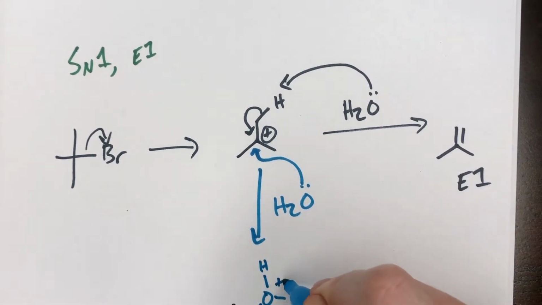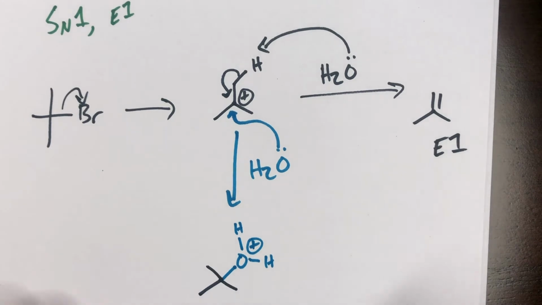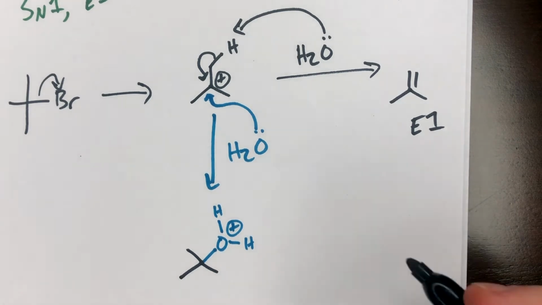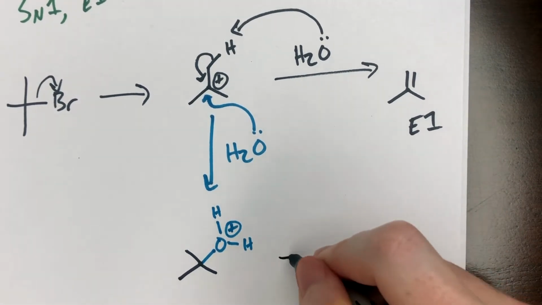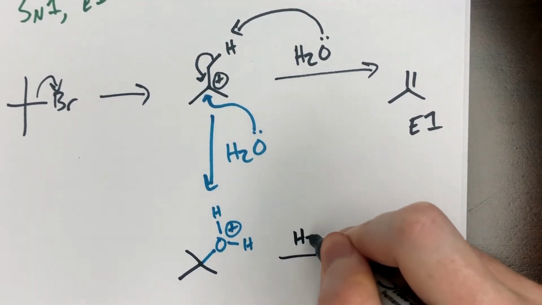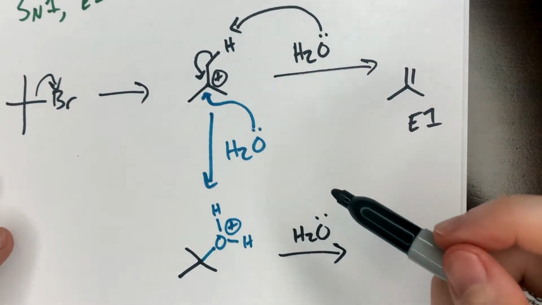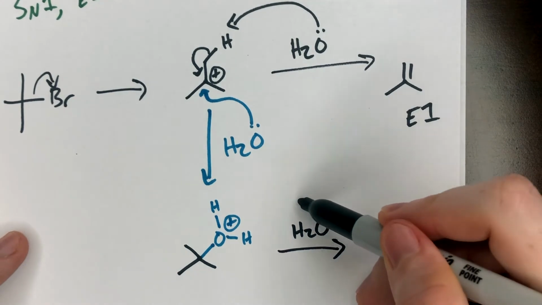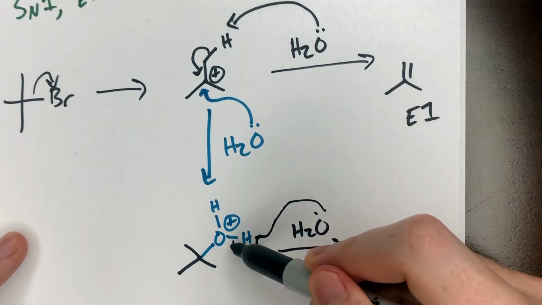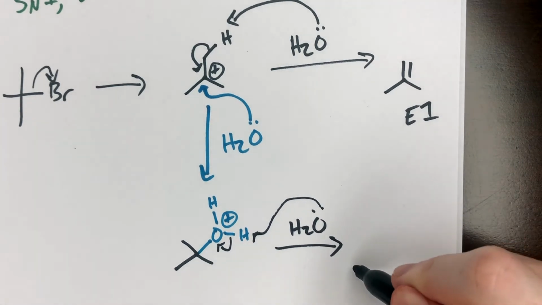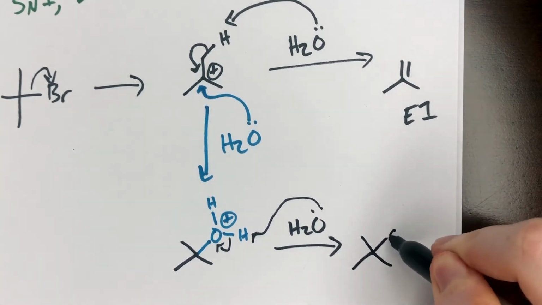And then you'll get a proton transfer at the very end, which will remove that proton. This can happen with another molecule of water to act as a base to remove that proton, or depending on your style, you can just draw it to freely move. It doesn't really matter usually. So this is going to give us the SN1 product, which is the alcohol.